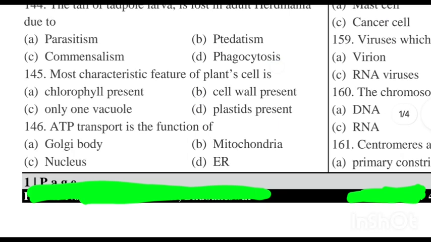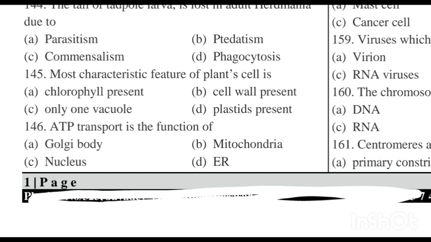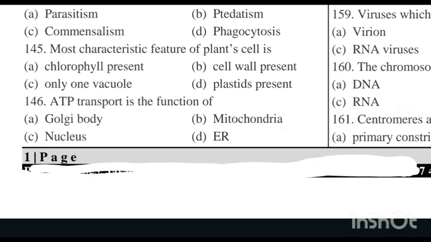retrogressive metamorphosis. Next question, the most characteristic feature of plant cell is, the main characteristic feature is the presence of plastids or the chlorophyll containing organ of plant cell. Next question, ATP transport is the function of, so ATP transportation is the function of mitochondria. It is called as the powerhouse of the cell because it can generate ATP. ATP means adenosine triphosphate energy currency. So ATP is utilized whenever the cell requires energy.